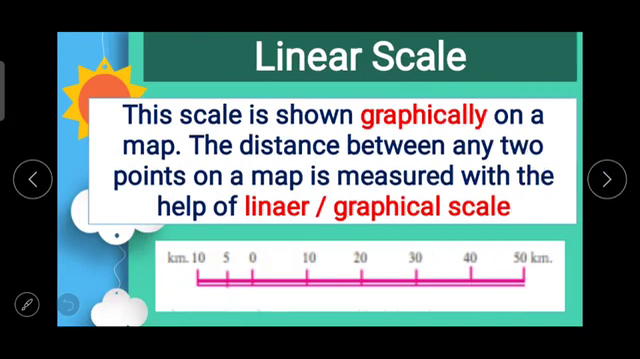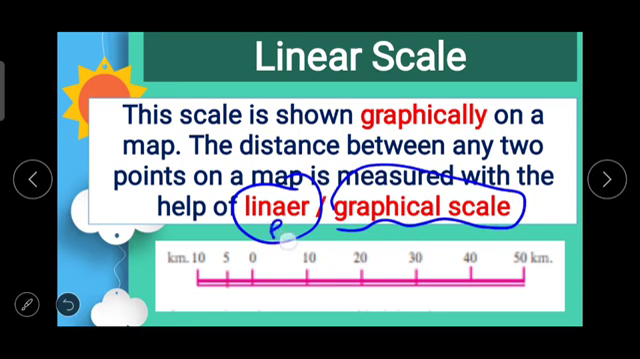Next one, linear scale. This scale is shown graphically on a map, and the distance between any 2 points on a map is measured with the help of linear or graphical scale, and that is why it is linear or graphical scale. Here it is LINEAR. Spelling mistake is there.